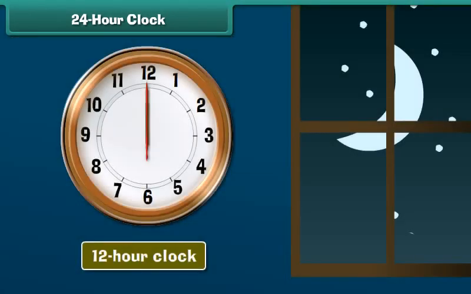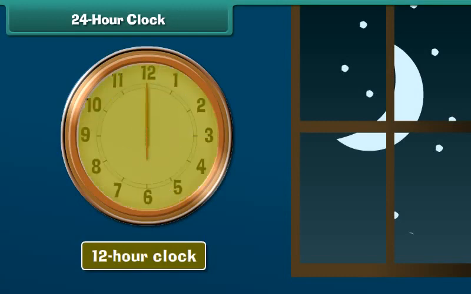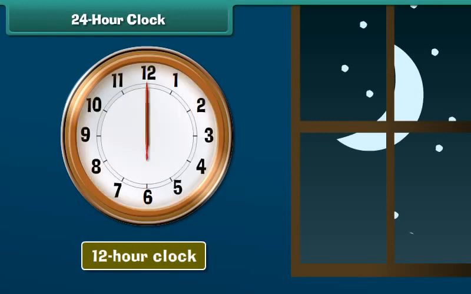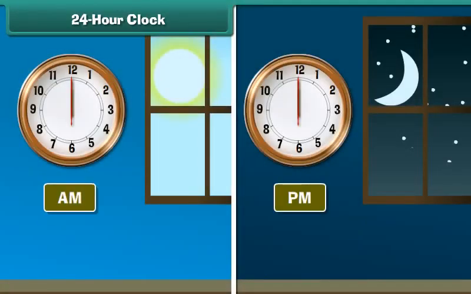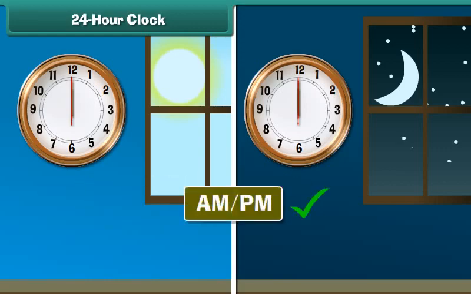Comparison with 12-hour clock. This is a 12-hour clock. It divides a 24-hour day into 2 equal halves made up of 12 hours each. The first half of the day stretches from 12 midnight to 12 noon, and the hours are indicated by AM. The second half of the day stretches from 12 noon to 12 midnight, and the hours are indicated by PM.